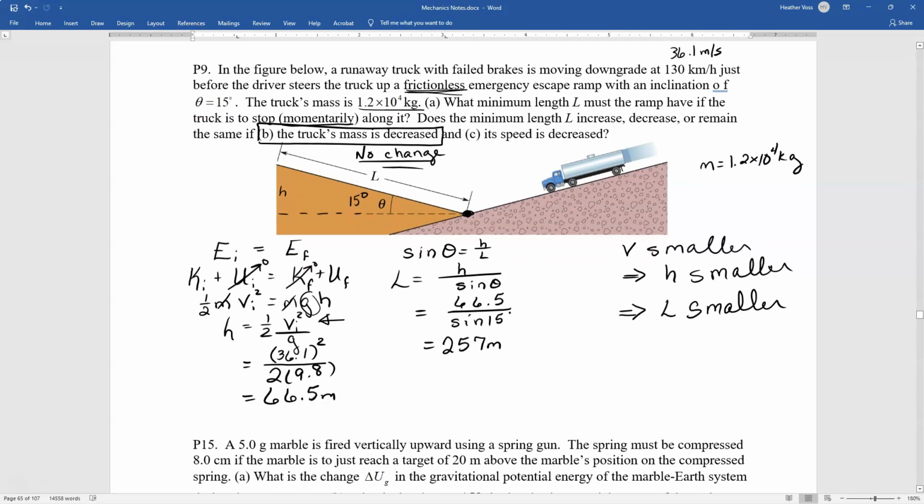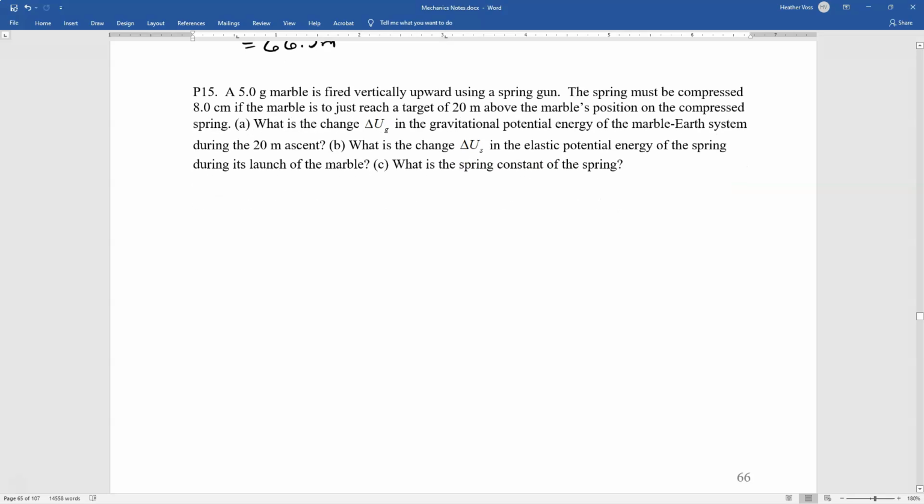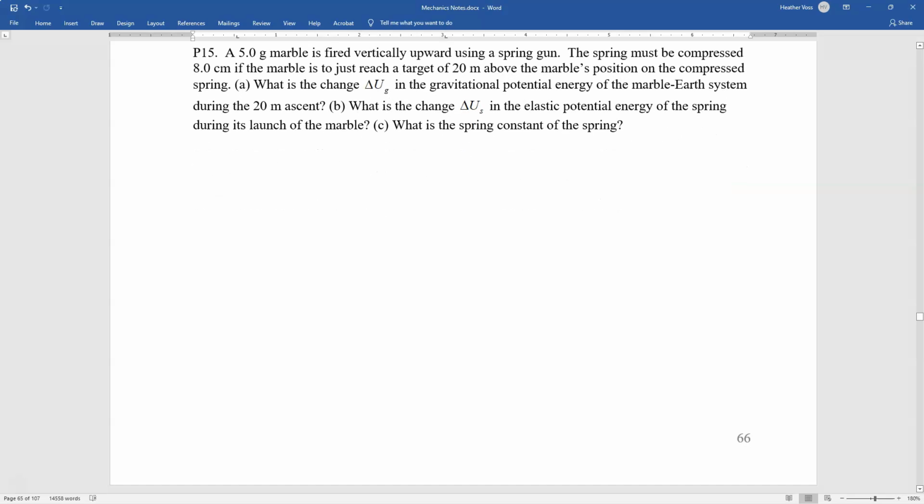All right, so let's look at another example here. So we have a marble being fired vertically upward using a spring gun. The spring has to be compressed 8 centimeters if the marble is going to be able to reach a target 20 meters above the marble's position on that compressed spring. And we want to know what is the change of the gravitational potential energy of the system.